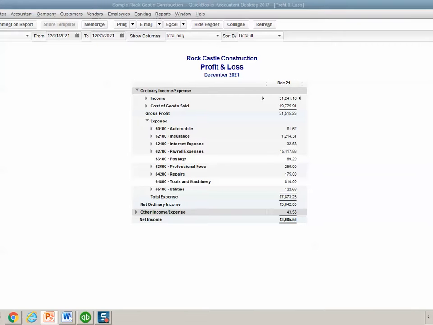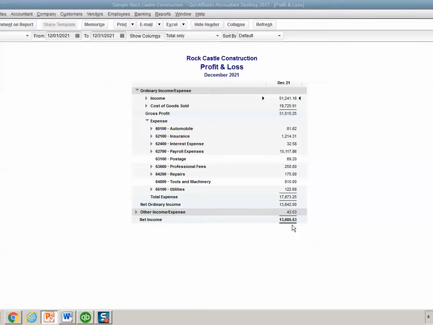This company is Rockcastle Construction, and we're reviewing the profit and loss statement for the month of December. You can ignore the fictitious year as it is only intended to serve as an example. A real P&L will always cover dates in the past. A basic P&L will always have income, you can see here where my mouse is, and expenses shown down here, and lastly the net income at the very bottom, in this case $13,685.53.